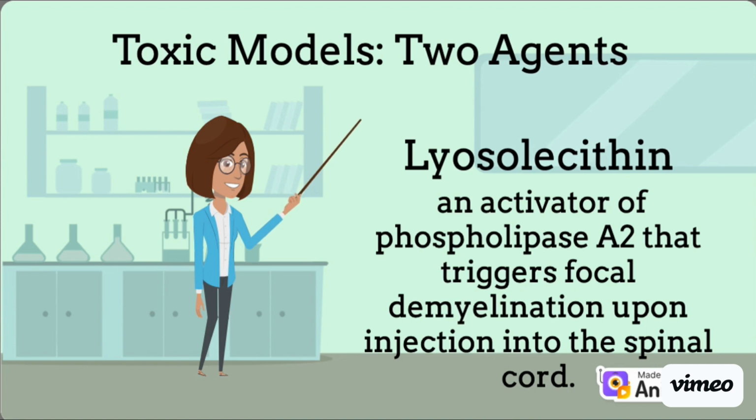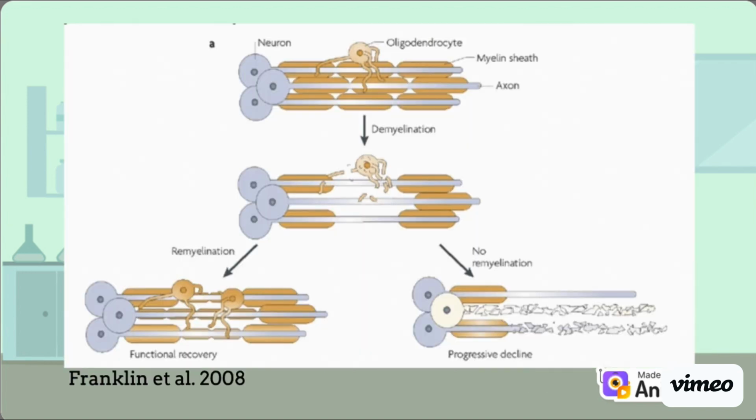Lysolecithin, an activator of phospholipase A2, triggers focal demyelination upon injection into the spinal cord. In the acute phase following the injection, lesion sites are infiltrated with immune cells, fostering a unique environment for CNS repair. It's crucial to note that toxin-induced demyelination models, unlike EAE and virus-induced models, don't precisely mirror MS. Instead, they serve as established systems to delve into the intricate processes of de- and remyelination.